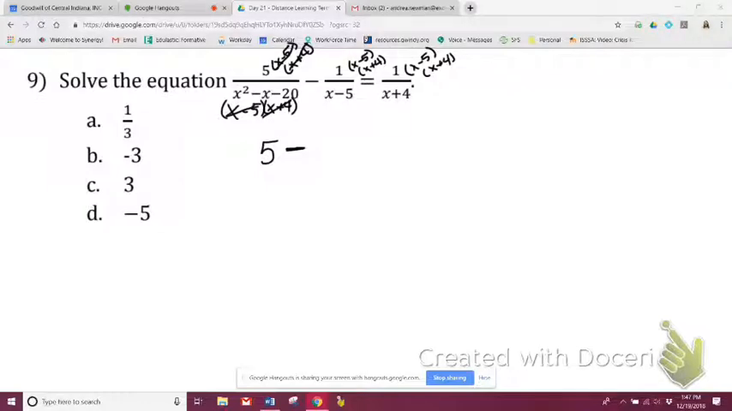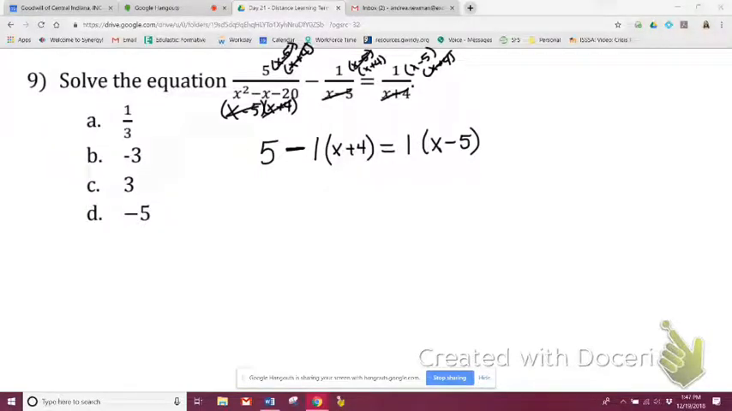What happens on your second term? The x minus 5 cancel. Yep, the x minus 5s cancel. That leaves you with 1 times x plus 4. Negative. You'll have to change it. And then on your last term, the x plus 4s are going to cancel. Leaves you with 1 times x minus 5.